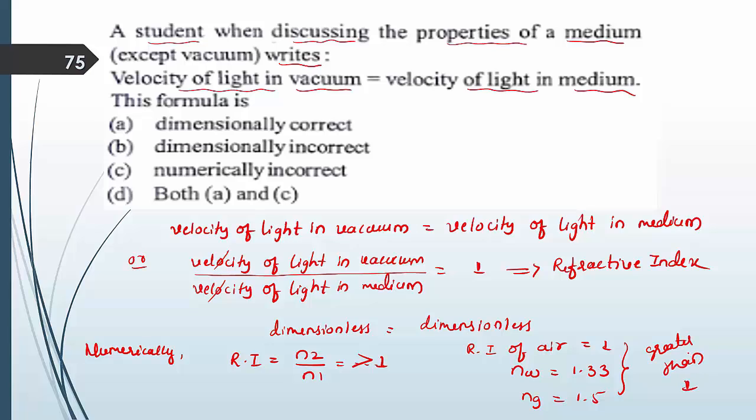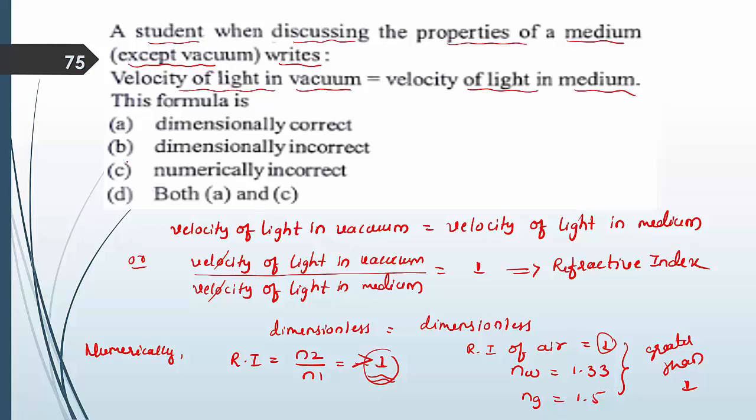Whether numerically it is right? No, because on the RHS it is not equal to 1. It is almost greater than 1 because it is given in the question, except vacuum. If it is vacuum, then we will get 1. But except vacuum, all the values are greater than 1. So this is dimensionally correct but numerically incorrect.